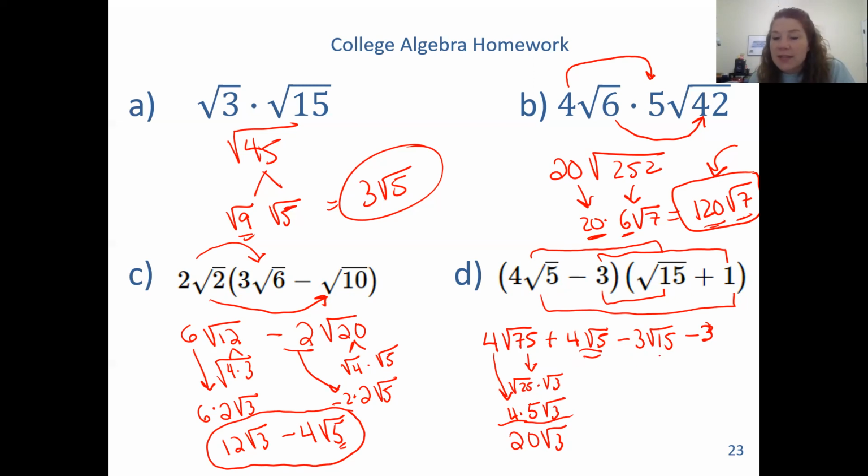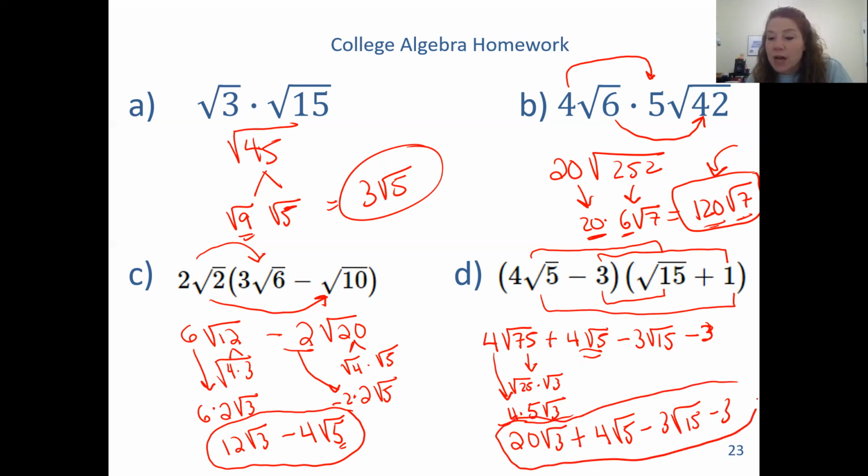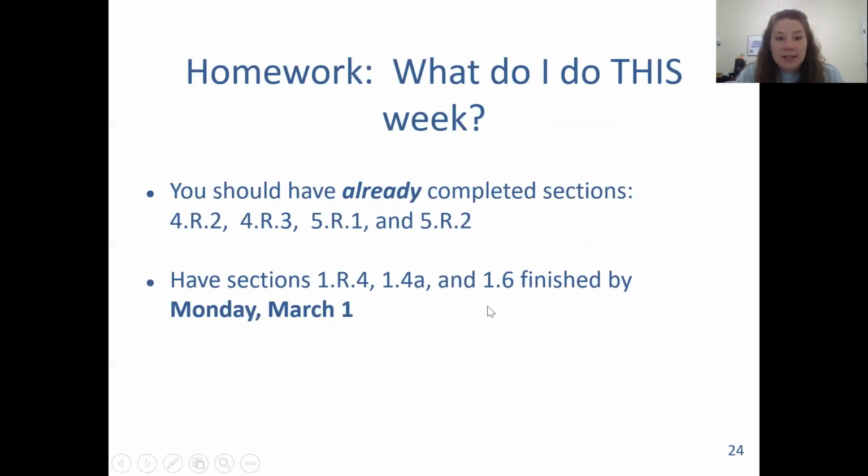So that means the rest of these terms are unlike terms. So the final answer is 20 square roots of 3 plus 4 square roots of 5 minus 3 square roots of 15 minus 3. They're all unlike terms. The radicals do not match, so there's nothing else we can do. That's your whole long answer. All right. Wow, that was a lot, you guys.